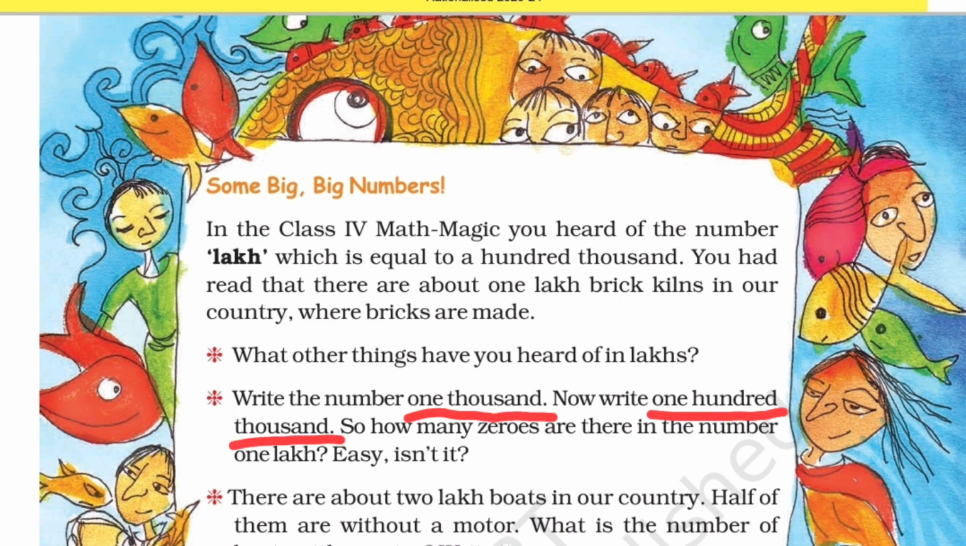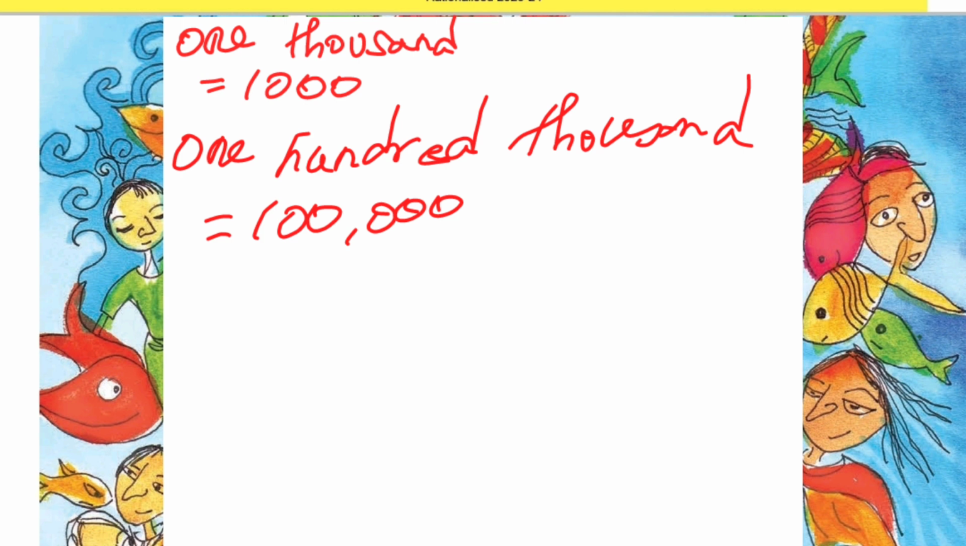Write the number 1000. Now write 100,000. So let's write 1000 first and then 100,000, and see how many zeros there are in 1 lakh. For 1000 we have 3 zeros, and for 100 we have 2 zeros. So 100 and 1000 together make 5 zeros for 100,000.